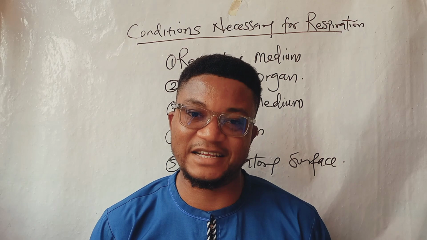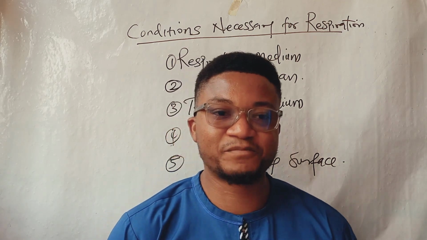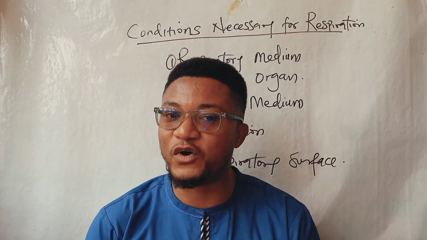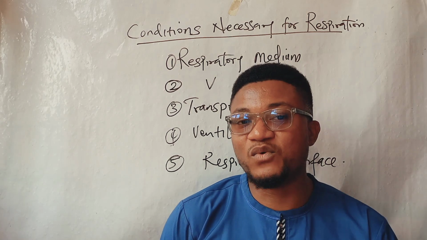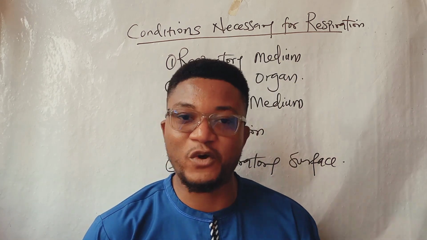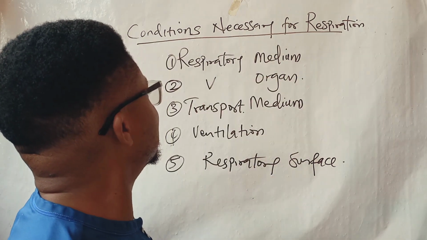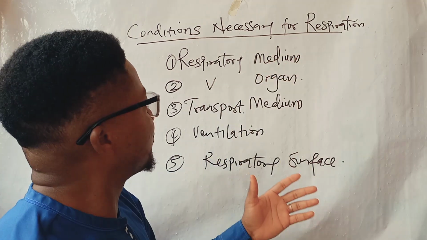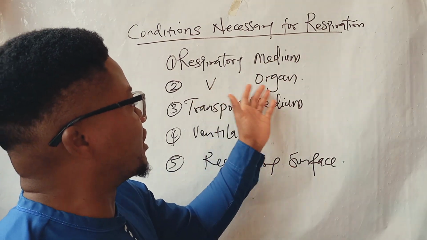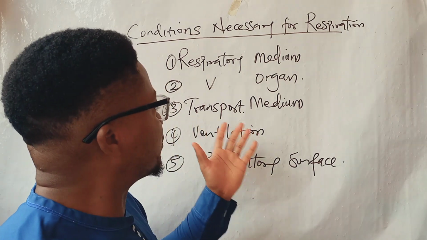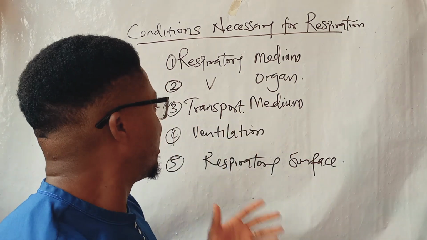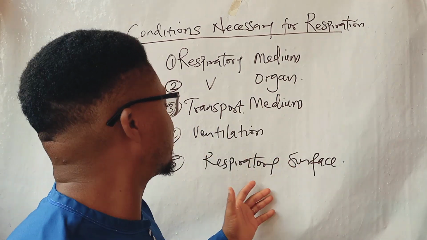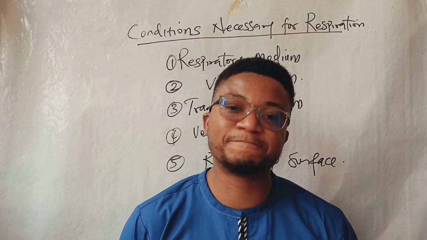Now students, we are all learning this together and I want us to relax. It's easy to understand. Let's go through it together again. We said that for respiration to occur, there are certain conditions that must be met. Such conditions are the respiratory medium. We talked about the respiratory organs. We also talked about the transport medium. We talked about ventilation and we talked about the respiratory surface.